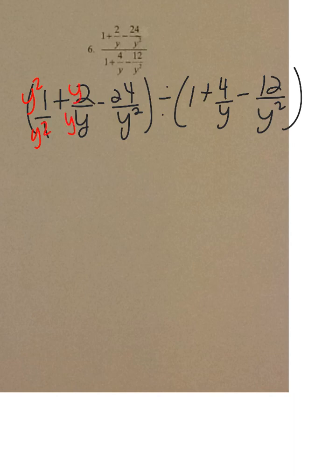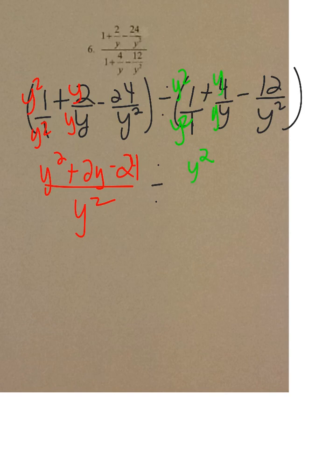So I'm going to get y squared plus 2y minus 24 over y squared. Okay, in the second parentheses, I have 1 over 1. Same thing, I'm going to have to multiply the first fraction by y squared and the second fraction by y. So I get y squared plus 4y minus 12 over y squared. All right, so I'm going to do same change, flip, and factor at the same time.